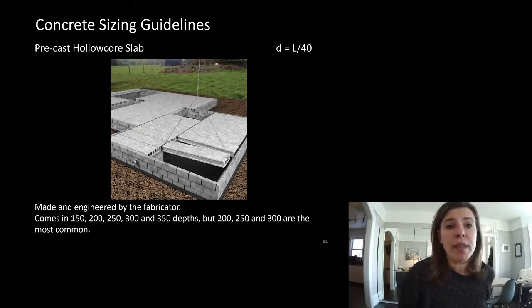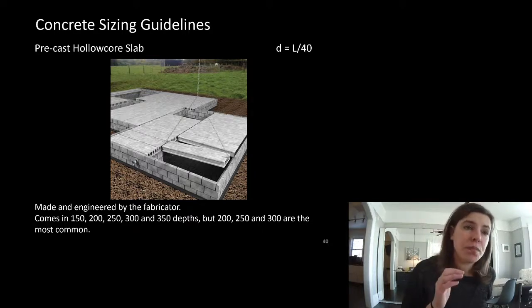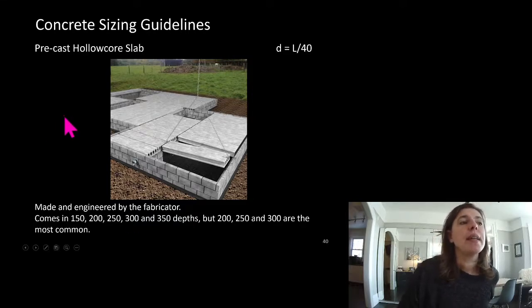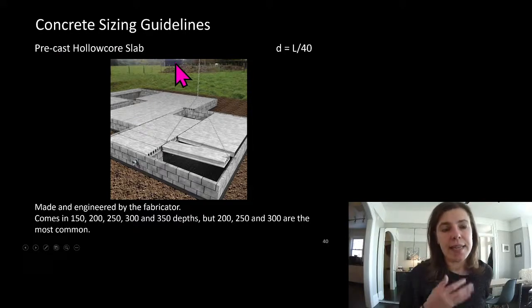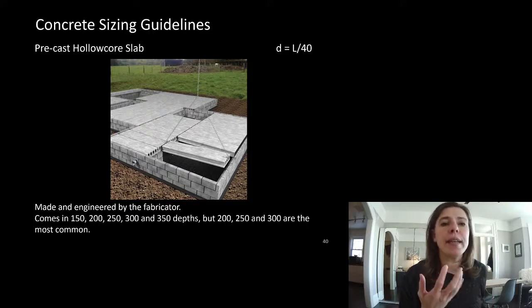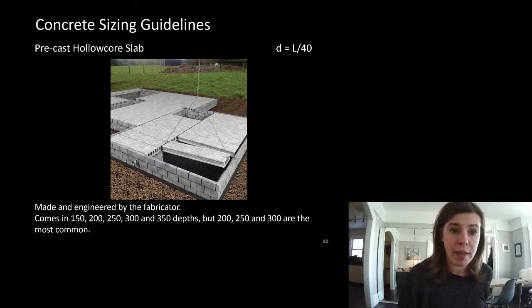So let's move on to concrete now. So concrete is a little bit more interesting because we make it on site, except for this first one that I'm going to show you. This is a precast hollow core slab. I've put it in the concrete sizing guidelines, but we tend to often use it in conjunction with steel. As we're seeing CLT become more prevalent in the market, we might replace hollow core slabs with CLT, for example.